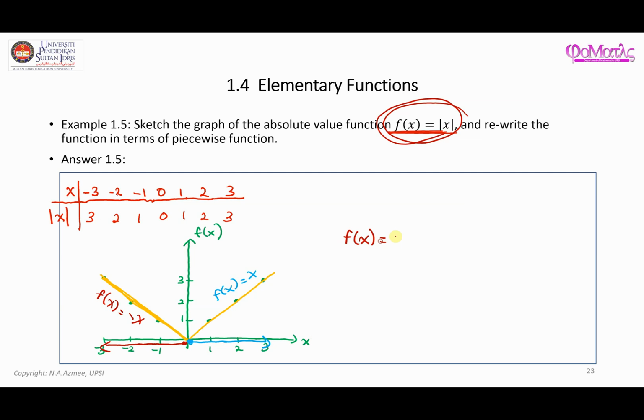So f(x) is going to be equal to -x for x less than 0, and f(x) is going to be positive x for x greater than or equal to 0. So this could be the way to write the function in terms of a piecewise function.